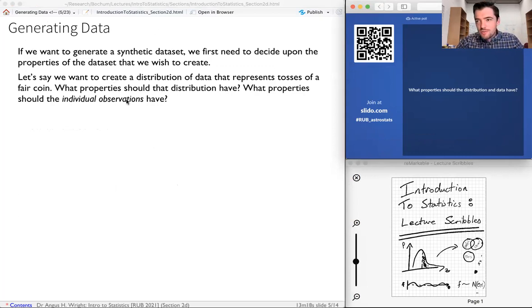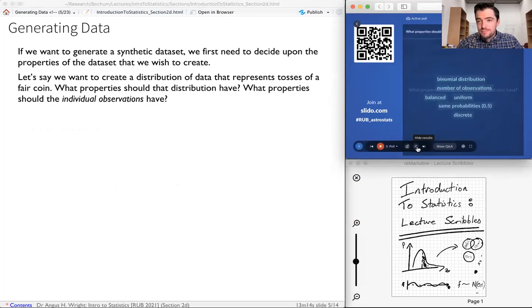What are the properties of the distribution? What are the properties of the individual data that are important? Okay, great. So the binomial distribution, number of observations, obviously important. They have the same probability, obviously important. Excellent. Discrete. So the binomial distribution is the correct one.